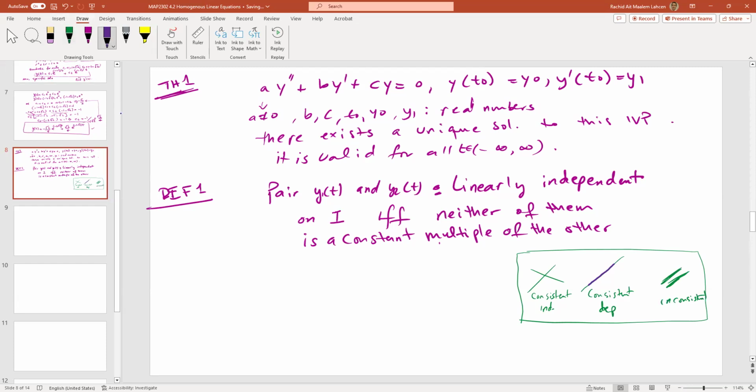So here, coming back to this, linearly independent means one cannot be expressed as a constant multiple of the other one. We will say y1 and y2 are linearly independent if one of them is not a multiple of the other. If we reverse this, linearly dependent means one can be a constant multiple of the other. All right, so let's give you theorem 2.